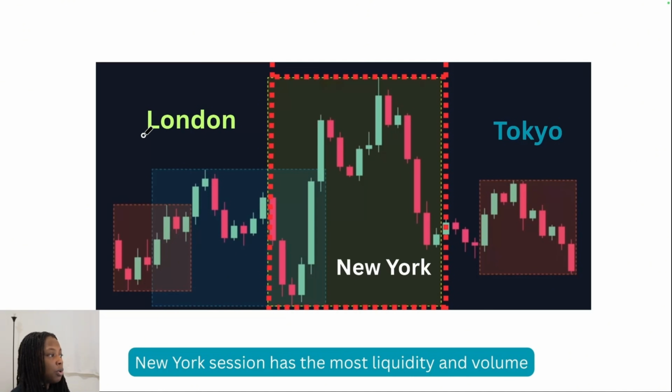This strategy works on the London session, New York session, and Tokyo session, which is also the Asia session. I have found that the New York session has the most liquidity and volume, and this strategy works best there. I could be biased, but I have tested it on the New York session and it works really well, especially with the entry model I'm going to be showing, so make sure you watch the video.